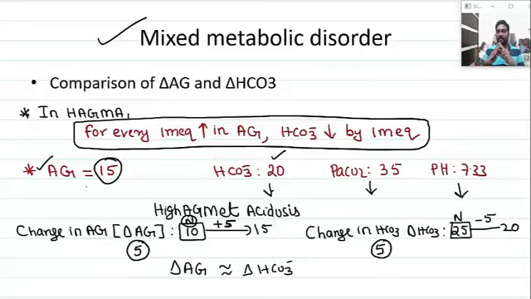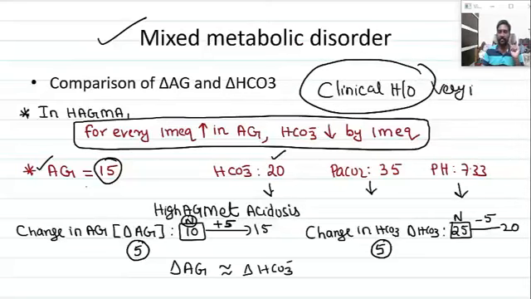disorder. Now, for identification of a mixed metabolic disorder, again, clinical history is very, very important. I hope you have understood the concept. So if it is an isolated or single metabolic disorder, that too a high anion gap metabolic acidosis, delta anion gap and delta bicarbonate will be correlating. The relationship will be like this. For every 1 milli equivalent increase in anion gap, bicarbonate will decrease by 1 milli equivalent. So if there is some deviation in this relation, there can be a mixed metabolic disorder.